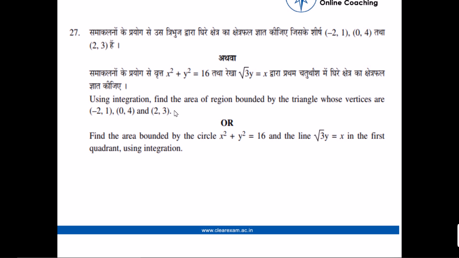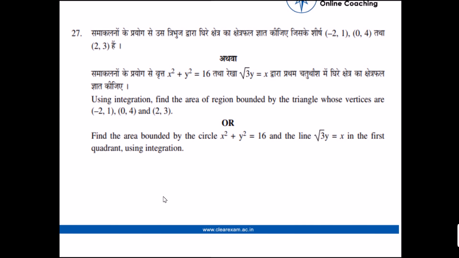So in the first question we have to find the area of the region bounded by the triangle whose vertices are these. So using integration, it's simple. In the second question we also have to find the bounded area by the circle and the line given by these equations in the first quadrant using integration. So let's jump into the answer.